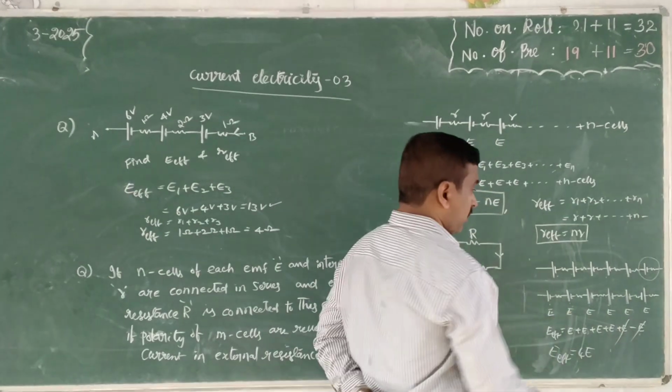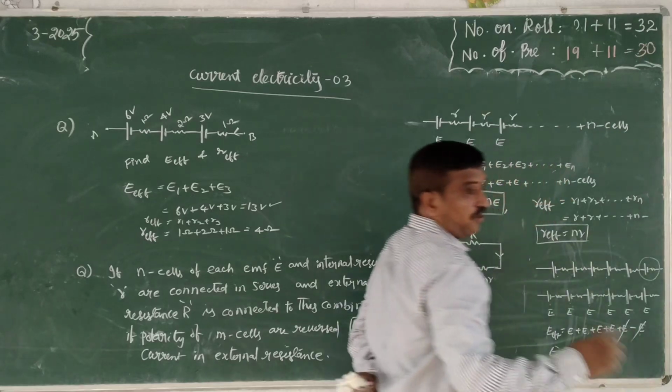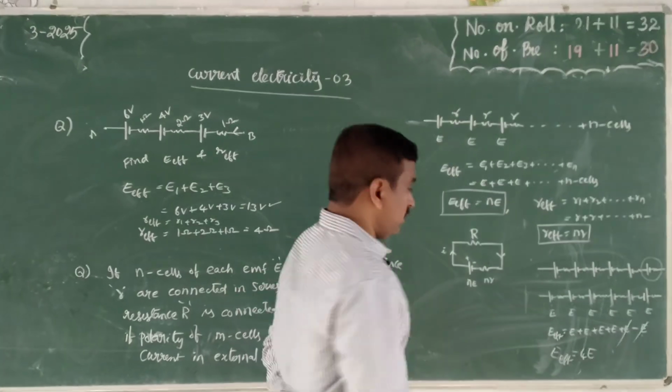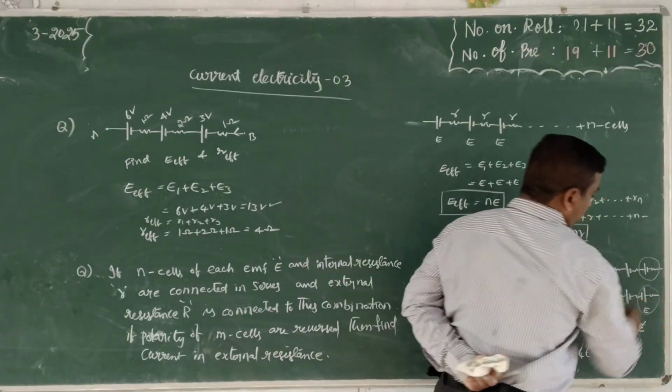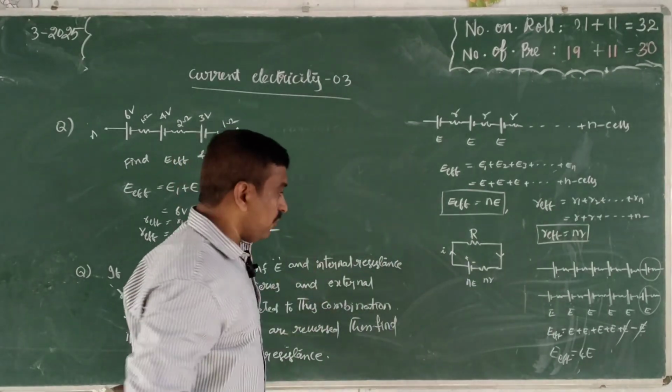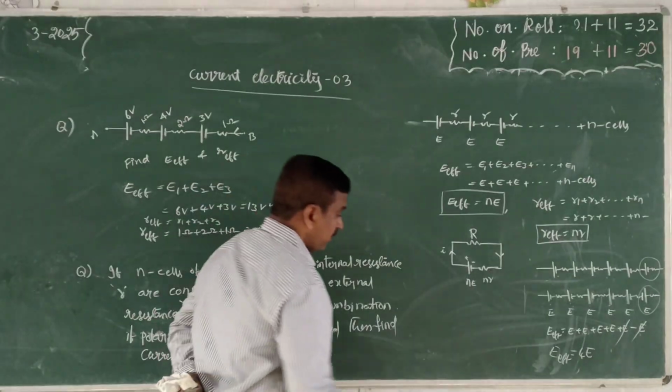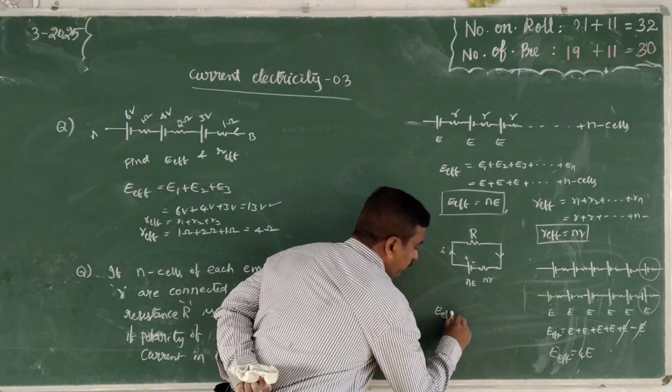So again, what are we doing? Polarity change. Polarity change means 5 minus E. Again, what now? 4E means how many are we subtracting now? 2E we can subtract in total. Then we can get the effective EMF. Here, what is the effective EMF now?